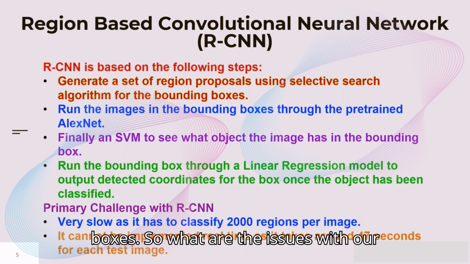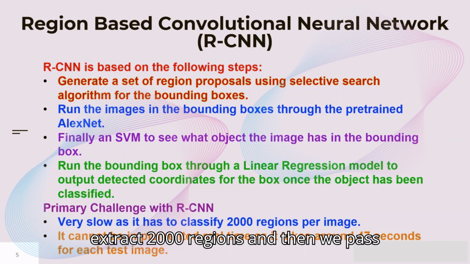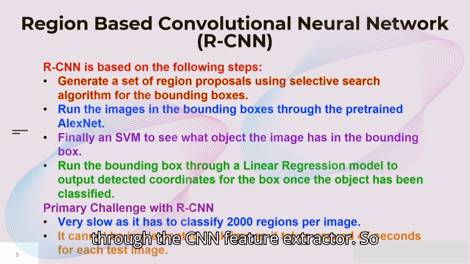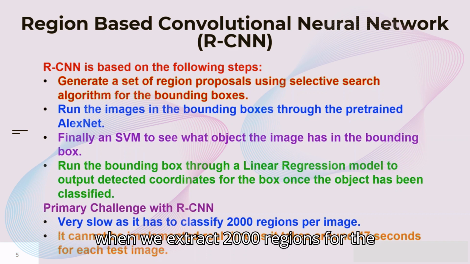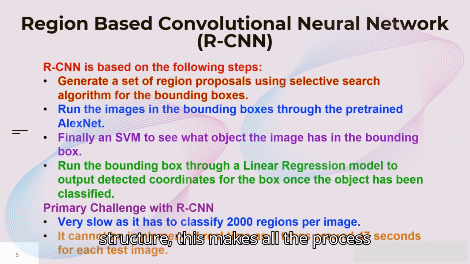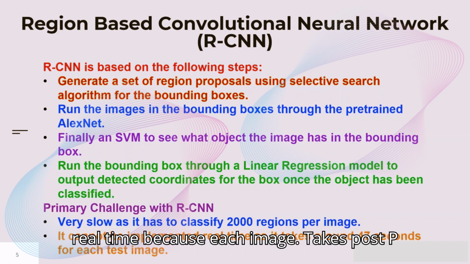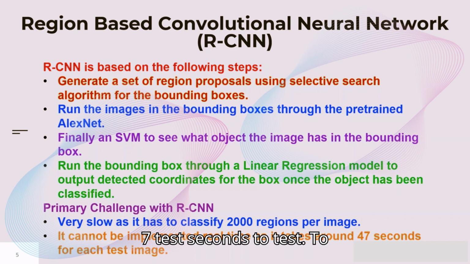So what are the issues with RCNN? In RCNN, for each image we extract 2000 regions and then pass them to the CNN feature extractor. This makes the whole process very slow, and it cannot be implemented in real time because each image takes 47 seconds to test.